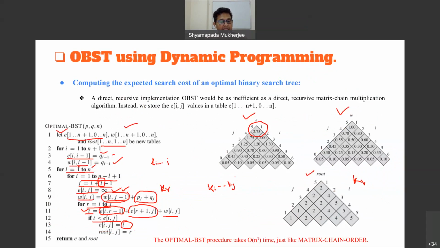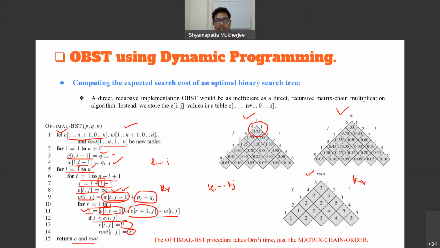Okay, and this will indicate the r value, that is which key is the root of the subtree in the optimal binary search tree. Okay, and finally it will return e and root. So we can calculate in this way.